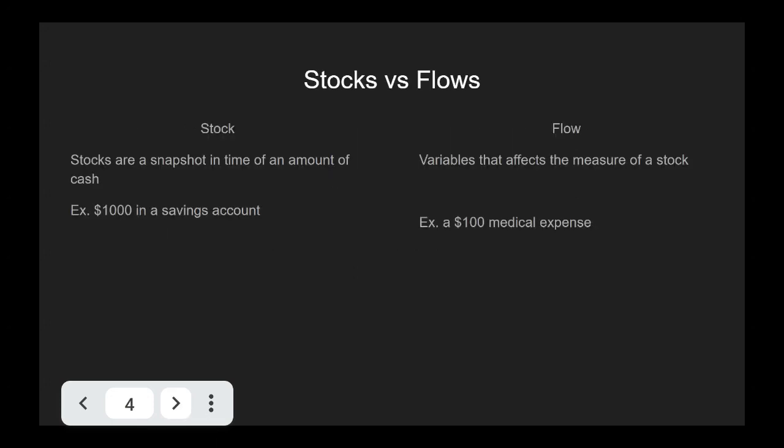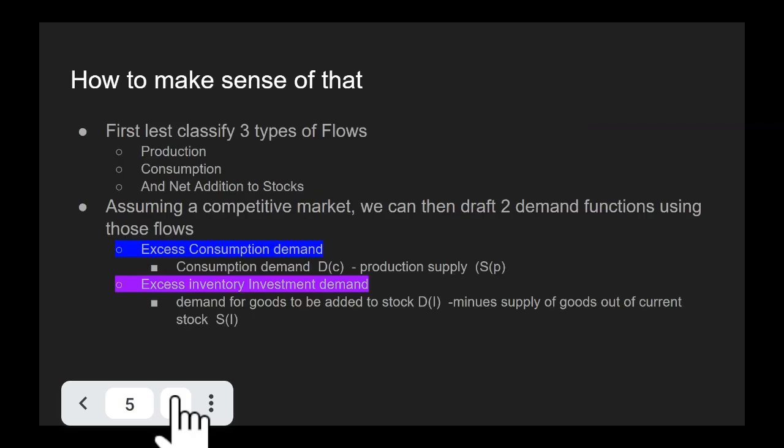The difference between a stock versus a flow: a stock is a snapshot in time of any amount of cash, where a flow is a variable that affects that measure of stock. To make sense of that, we're now going to talk about three types of flows when talking about a flow equilibrium condition. The three types of flows are production, consumption, and net addition of stocks.